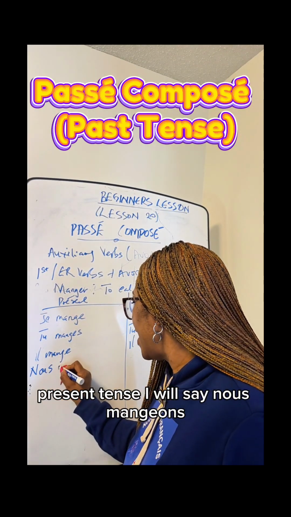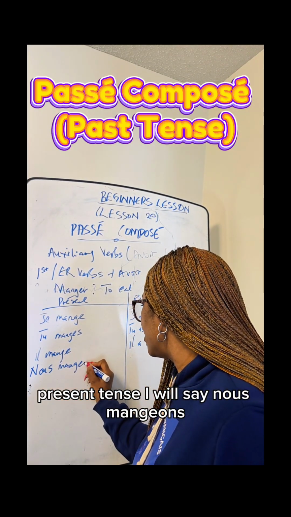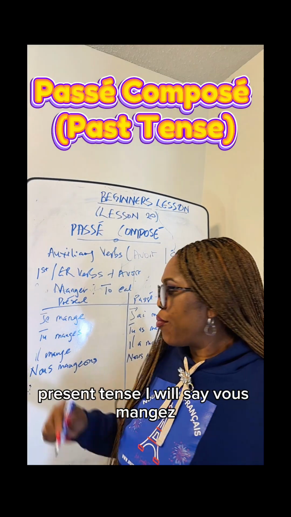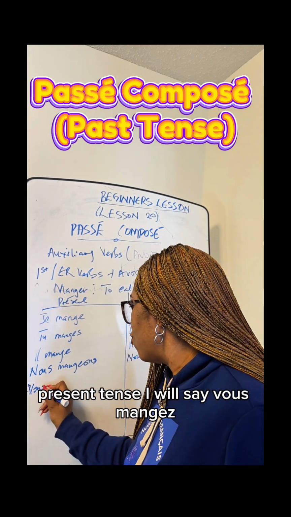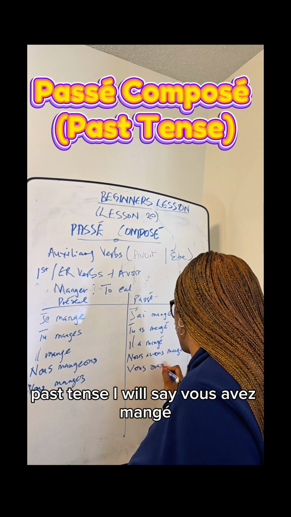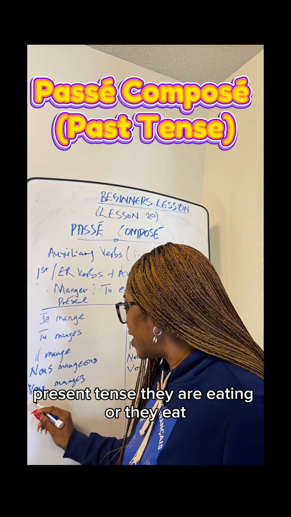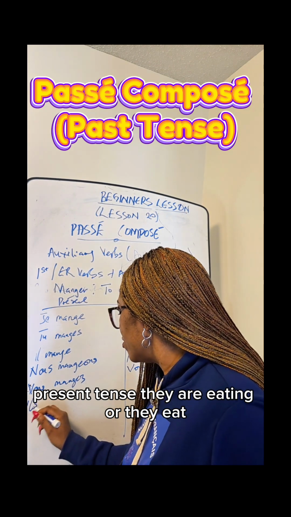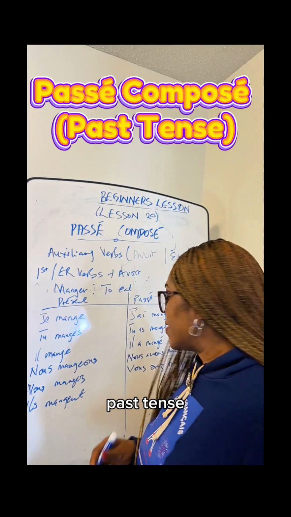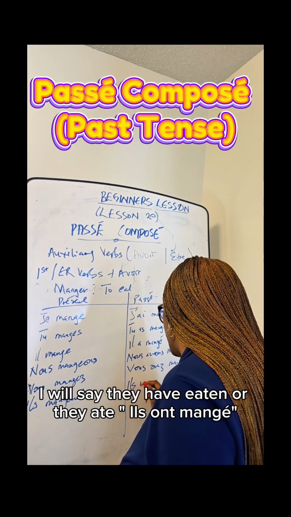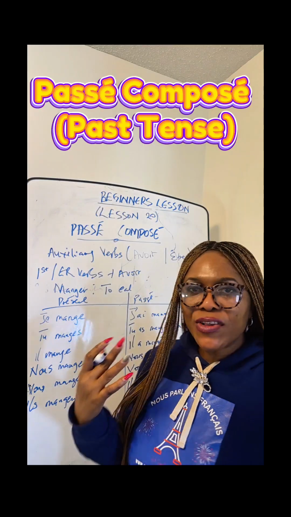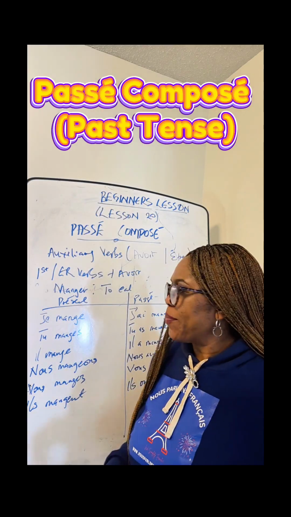Present tense, I will say nous mangeons. Past tense, I will say nous avons mangé. Present tense, I will say vous mangez. Past tense, I will say vous avez mangé. Present tense, they are eating or they eat. I will say ils mangent. Past tense, I will say they have eaten or they ate. Ils ont mangé.